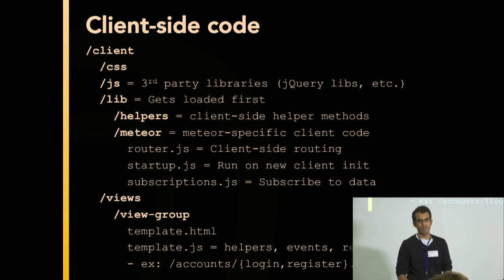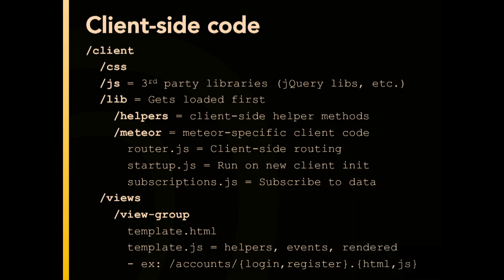And it might be a little small, but hopefully you can look at these later if you ever need them. So on the client, the main things when it comes to the app, you have the regular stuff that you would see in a regular web app, right? That's your CSS. It's obvious. Your JavaScript, which is your third-party libraries, like your jQuery libraries and things like that. And then your views and your lib folder. The two things that are really unique to Meteor are these two.